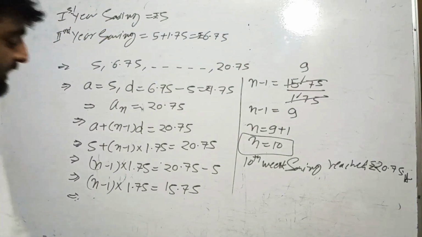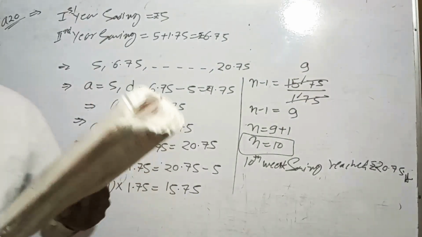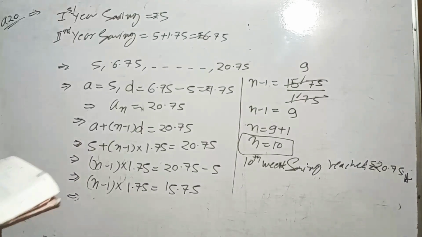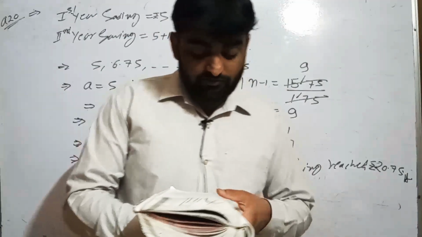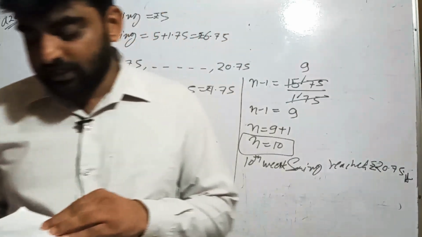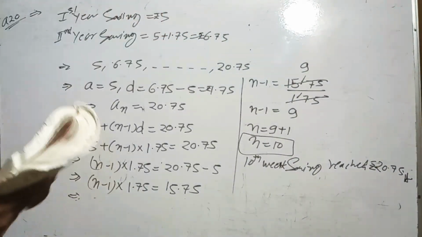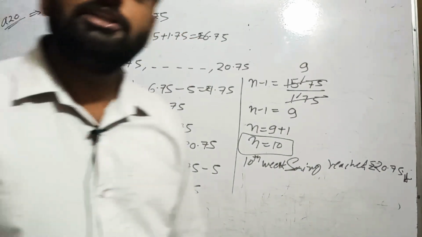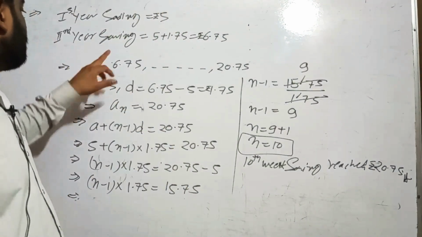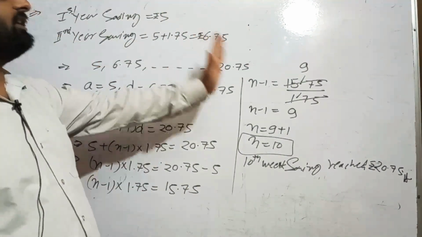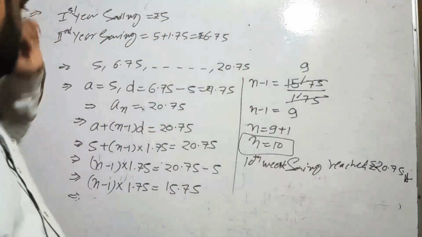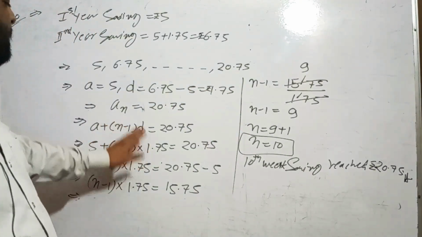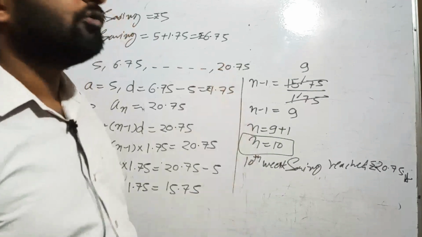So I have to repeat this question again. The question is: Ramkali saved rupees 5 in the first week of the year and then increased her weekly saving by rupees 1.75. If in the nth week her weekly saving becomes 20.75. So the first week saving is rupees 5, second week saving is 1.75 more, it means 6.75 rupees. So now the AP is forming, that is 5, 6.75 and so on up to 20.75, students. So a equals 5, d equals 6.75 minus 5, it means 1.75.